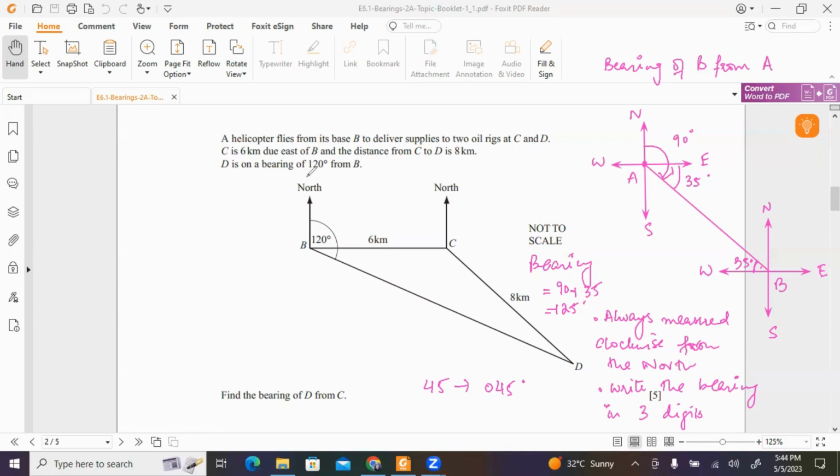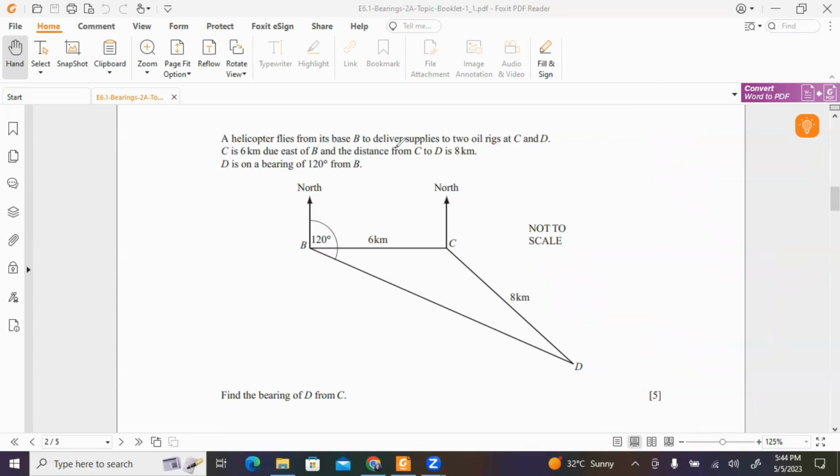So if you look at the question that is given over here, it says a helicopter flies from its base to deliver supplies to 2 oil rigs at C and D. C is 6 kilometers due east of B, and the distance from C to D is 8 kilometers. D is on a bearing of 120 from B. So we look at point B, and the angle that this line makes with respect to B is 120, measured in the clockwise direction from north.